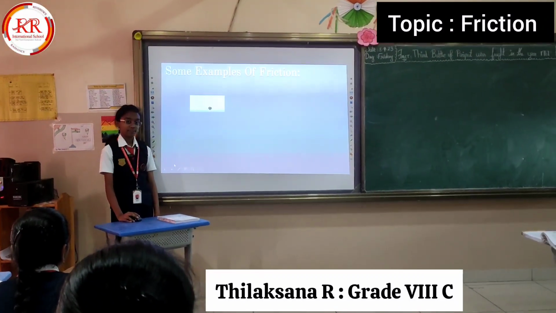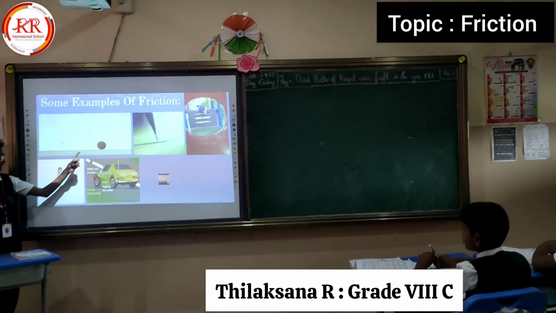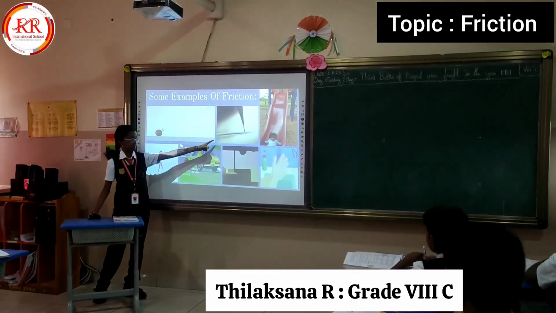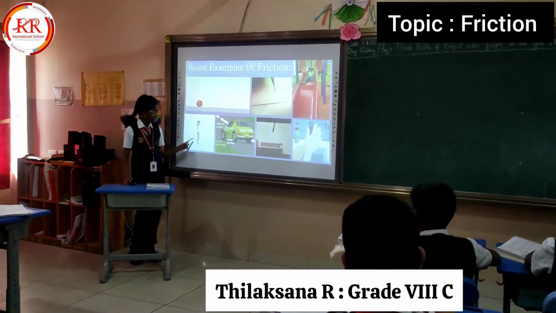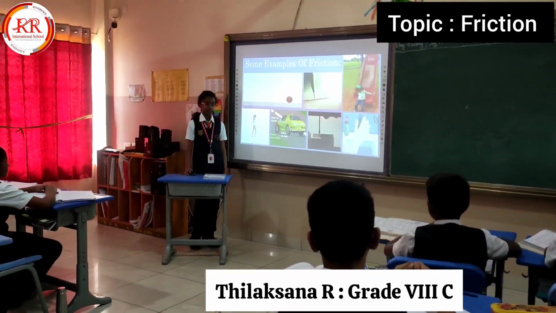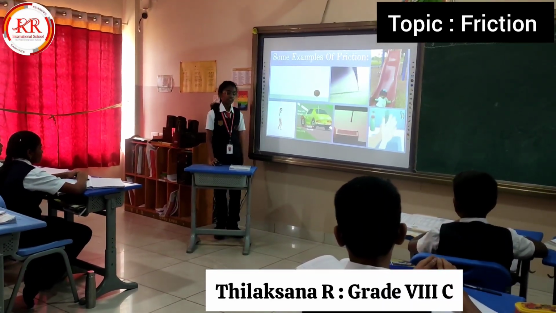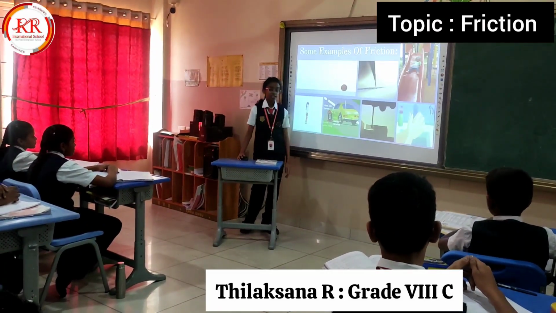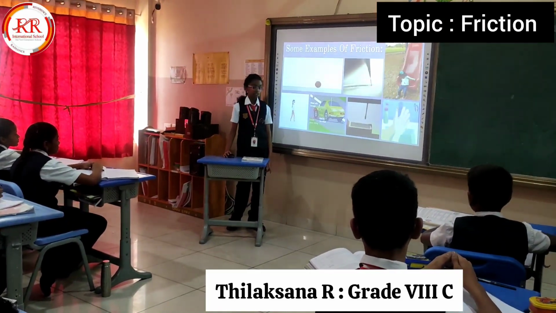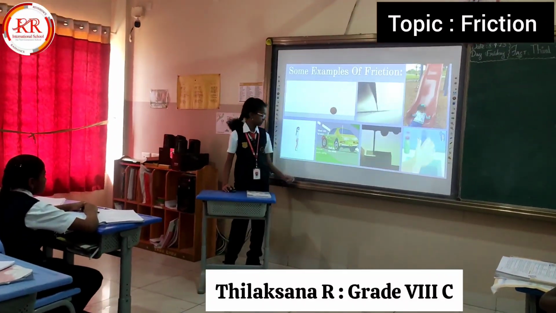Let's see a few examples that happen in our daily life. When we roll a ball, it comes to a stop. We are able to write on paper with the help of friction. The friction between the soles of our shoes and the surface helps us to walk. The same happens between the tires and the road. Friction produces heat, which helps a matchstick to light up. When we rub our two hands together, we can produce heat. Friction works on slides as well.